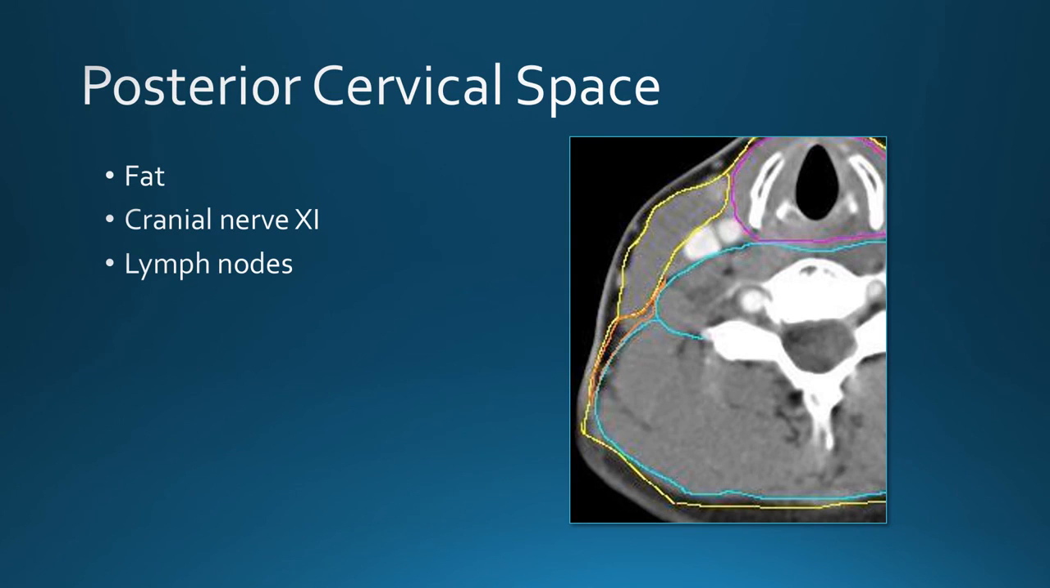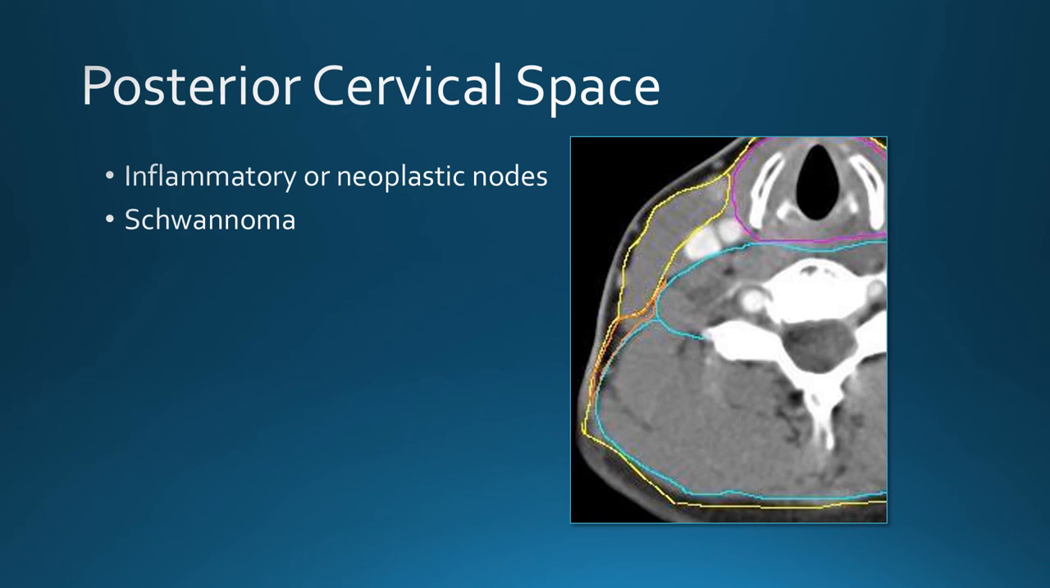Finally, the posterior cervical space. Not much in there. Fat, cranial nerve 11, and lymph nodes. Most of the lesions we see in this posterior cervical space are just inflammatory or neoplastic lymph nodes, very rarely a schwannoma.